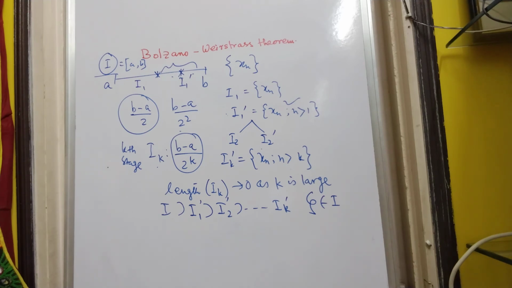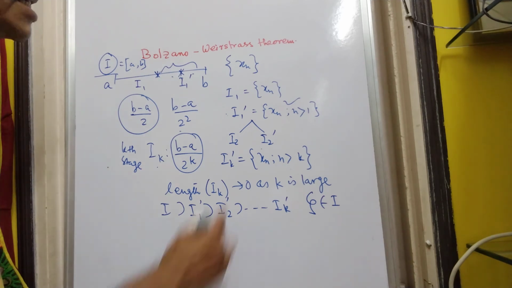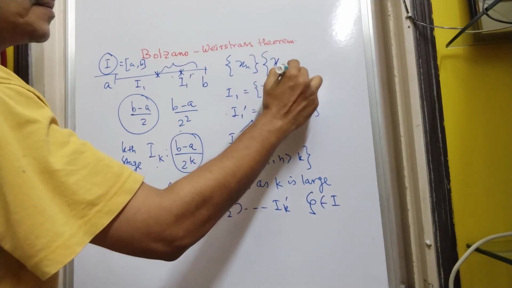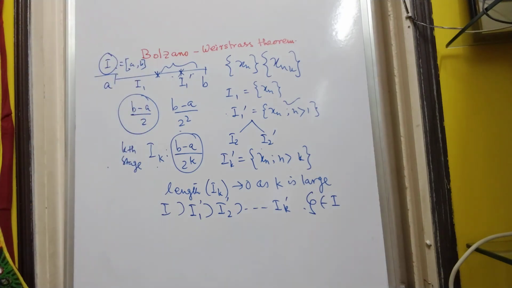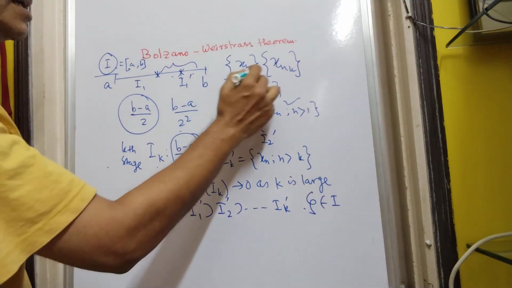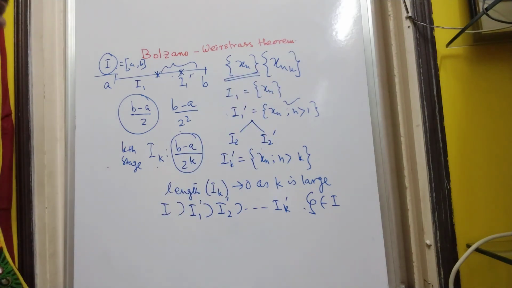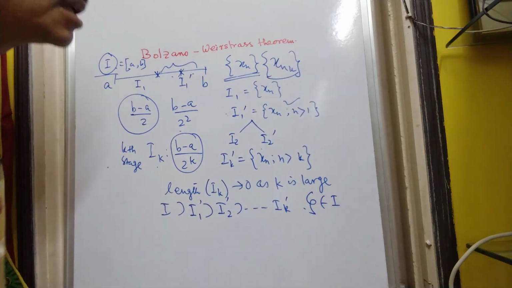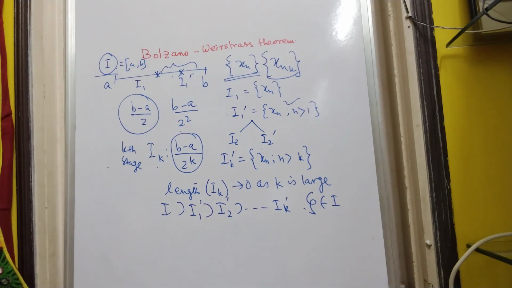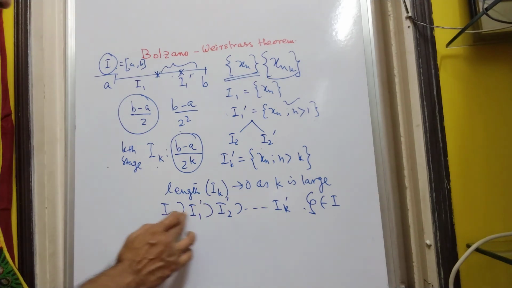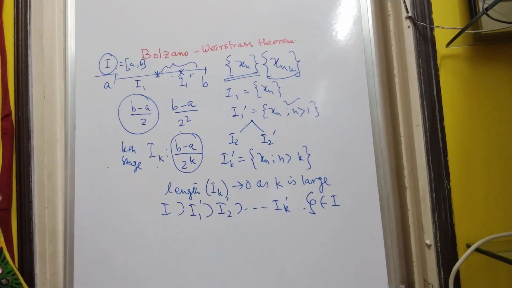And so you can always have a subsequence xnk which converges to this limit point which is contained in this interval, and that is precisely what is the Bolzano-Weierstrass theorem, that whenever we have a bounded set of real values, it must have a subsequence which is convergent, and that subsequence is the points in these nested intervals.